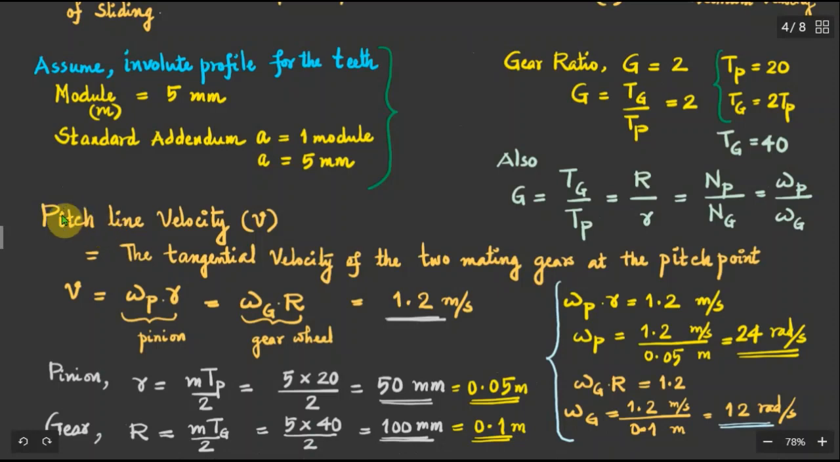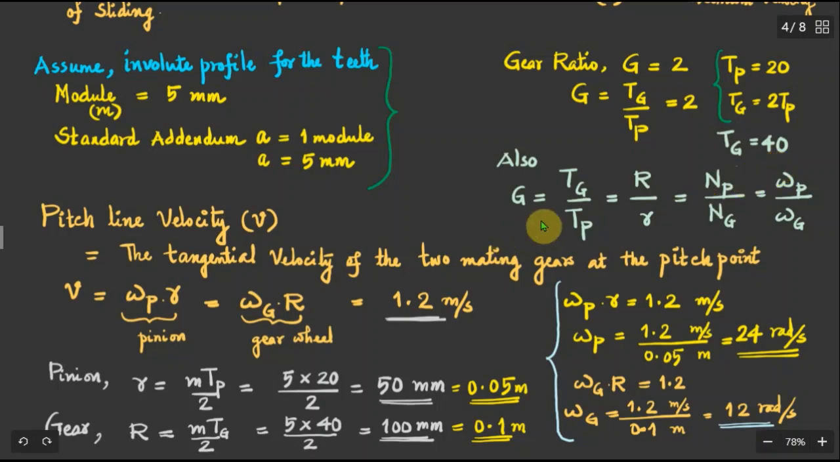Now the given data: assume involute profile for the teeth. Module is given as 5 millimeters. Standard addendum is to be assumed, A is equal to 1 module, that is 5 mm. Gear ratio is given as 2 and the number of teeth on the pinion is 20. Gear ratio is Tg by Tp, so Tg by Tp is equal to 2. Therefore, Tg is equal to 2 times Tp. Since Tp is 20, Tg is 2 into 20, that is 40. So the number of teeth on the gear is 40.